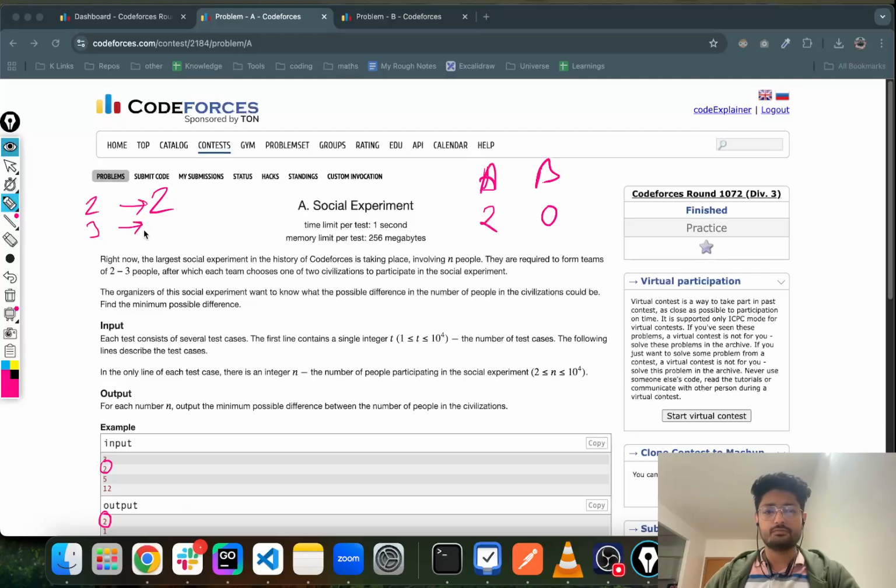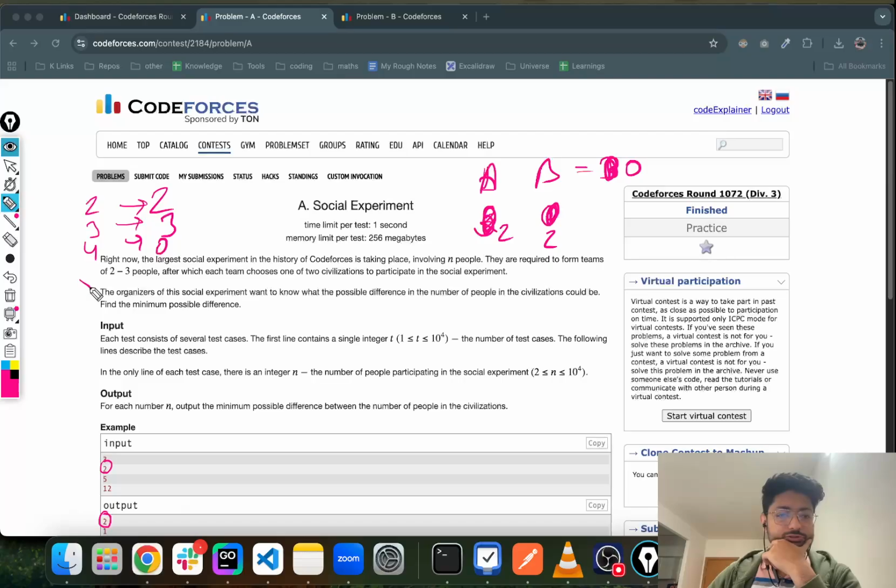For the answer of 3, again, if you have 3, I cannot have 2 people form one group here and 1 person go there, because one cannot be a team. So again, all 3 have to go to one side. There are no people here. So again, 3 minus 0 will be 3. So for 3 as well, the difference will be 3. Let's go to 4. If you have 4 people, 2 will be here and 2 will be here, so the answer will be 0. For 5, if you have 5, 3 will be here, 2 will be here, so the answer will be 1.